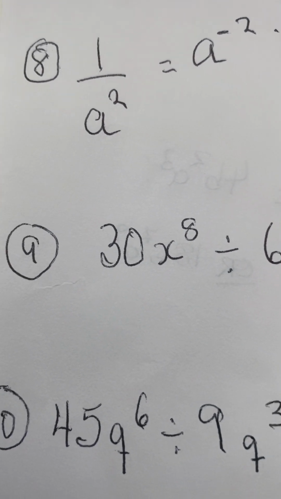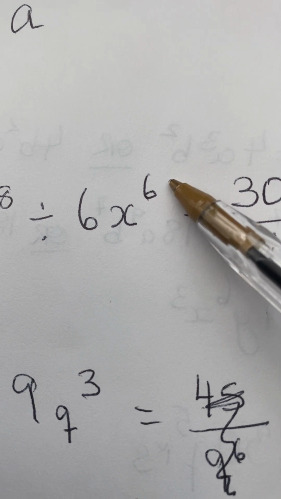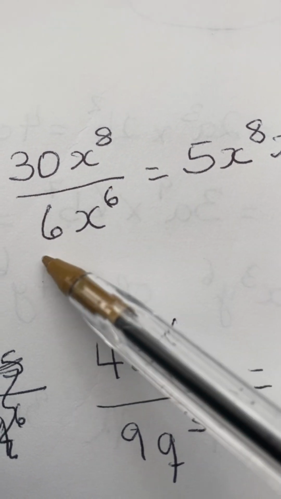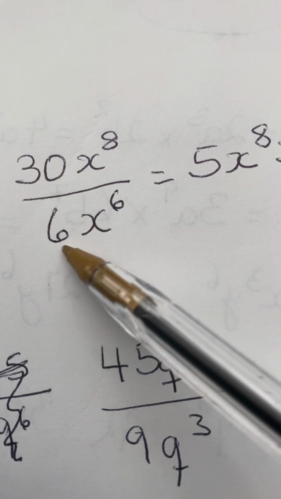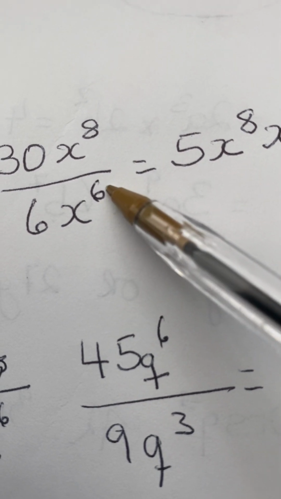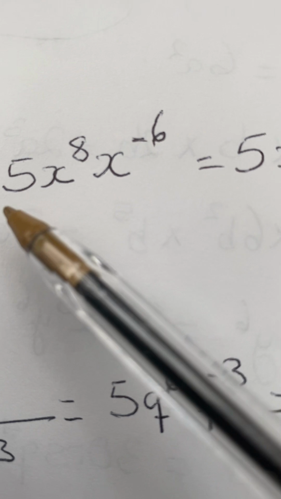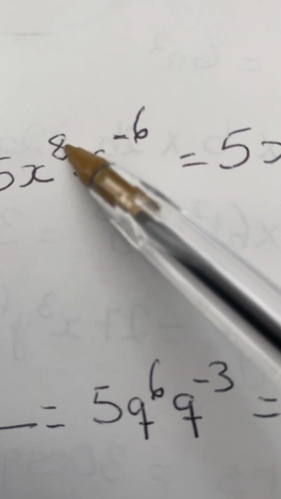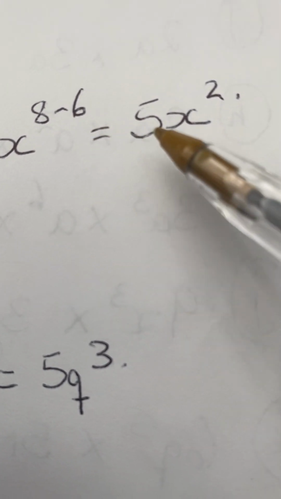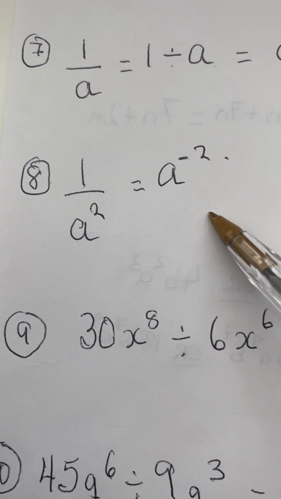Okay, now let's look at this one. 30x to the power 8 divided by 6x to the power 6. Now 30 divided by 6 is 5. Then x to the power 8 over x to the power 6, as we've seen, can be written as x to the power 8 minus 6. So you now have 5x to the power 2. Okay, so this is the importance of knowing this.